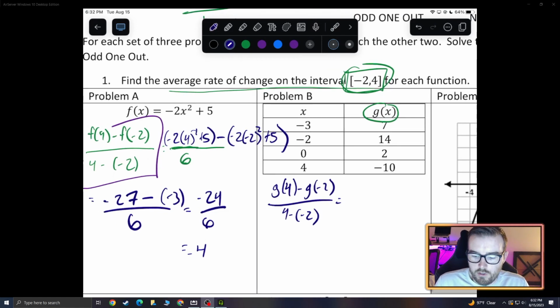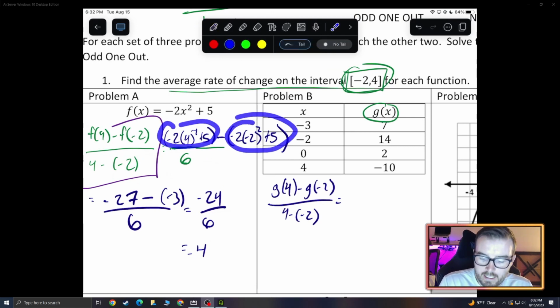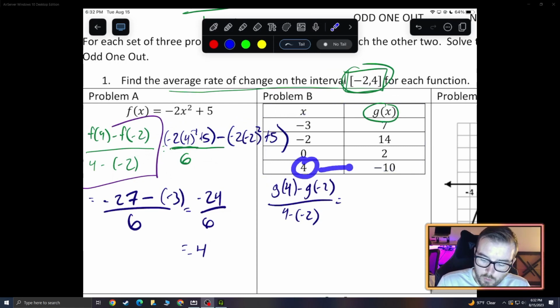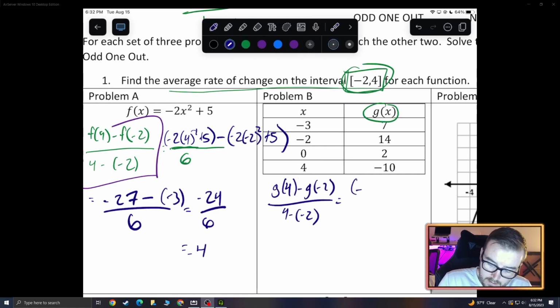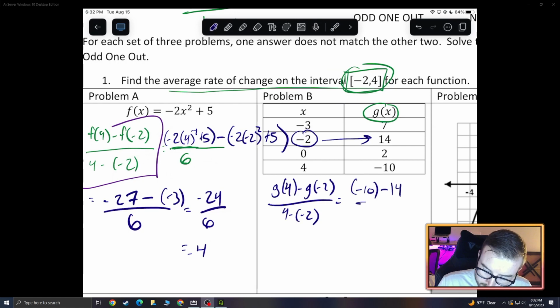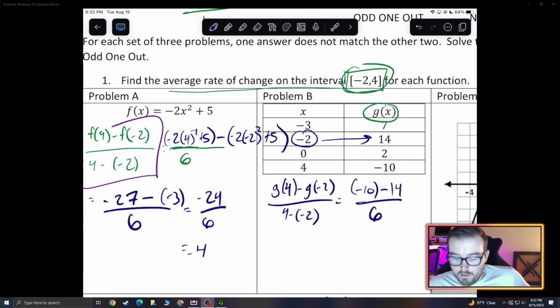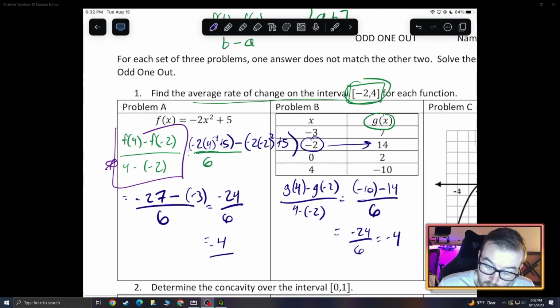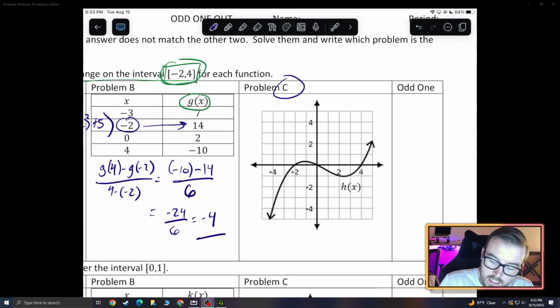So when we're answering the question, what is g of 4 and what is g of -2, instead of having to plug it into the function, we just look at the table. And when you look at the table, you can see that g of 4 is -10. And g of -2 is 14. 4 minus -2 is still 6. So -10 minus 14 is -24 over 6, which is -4. So these are the ones that match, making problem C the odd one out.